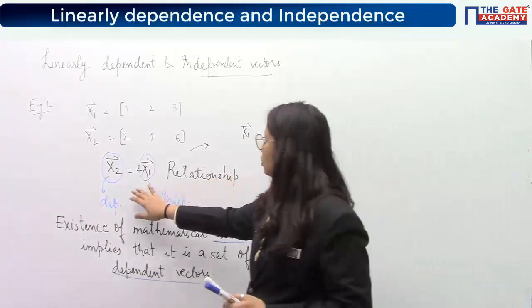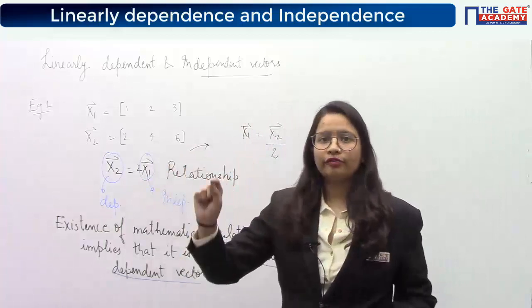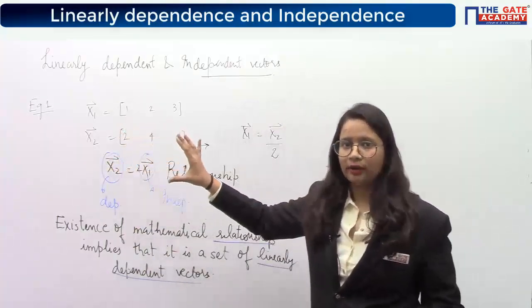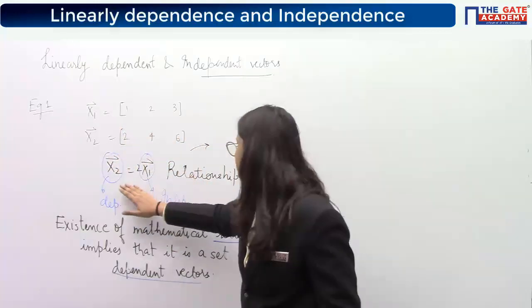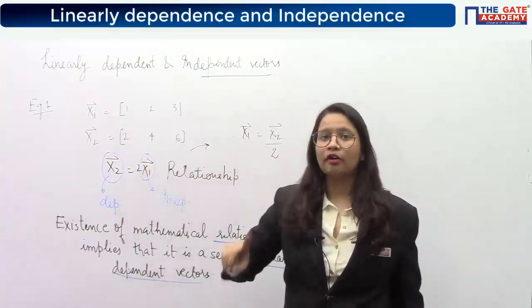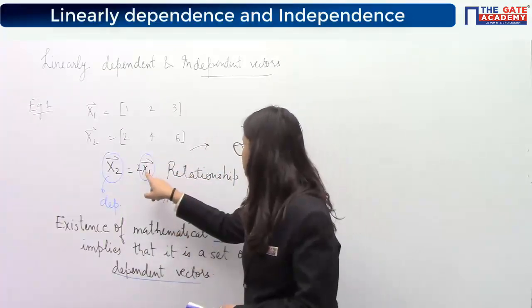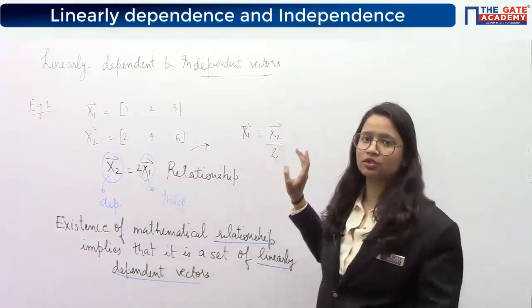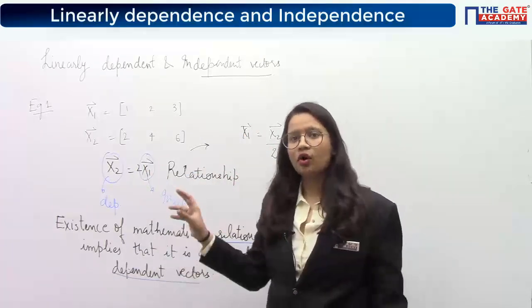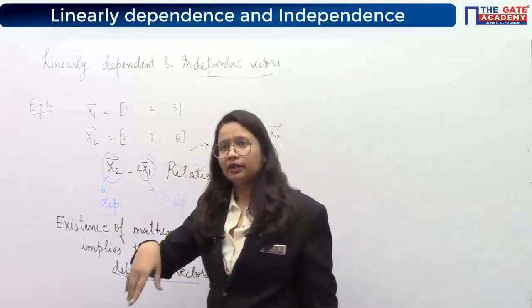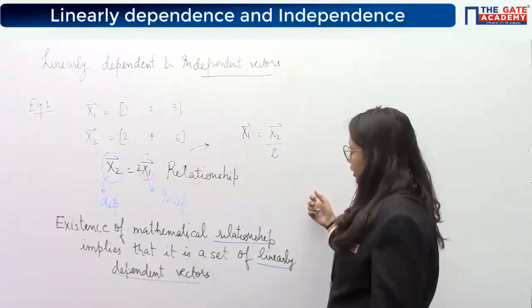Either you write this or in this way, the number of independent vectors will always be 1 in this set. Either you write it this way or that way, the number of linearly independent vectors is always 1. Here it is x1, and in this way it is x2. And as a whole, because there is a relationship, you will say this set is a linearly dependent vector set. Now I have taken this example.